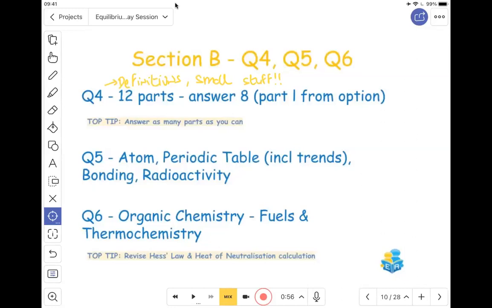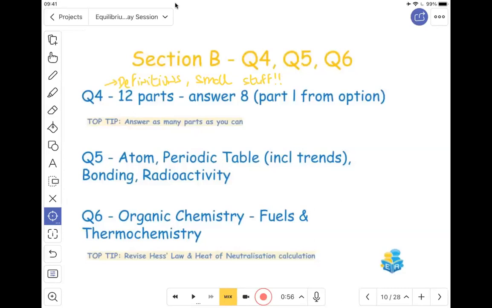Question 6 then is the first of the organic questions, and it's fuels and thermochemistry. And a top tip I'd have for question 6, there's definitely going to be a calculation, and it's either going to be Hess's law or heat of neutralization. So I would recommend that you know both of those calculations inside out. And there is Leaving Cert higher level exam samples of these questions done out for you on examrevision.ie, which I'll show you before the end of the session.